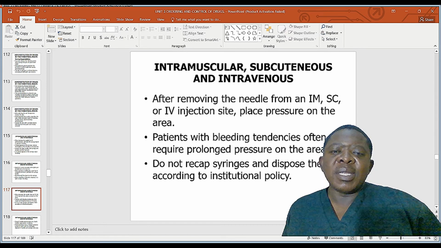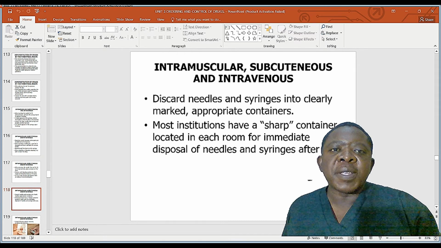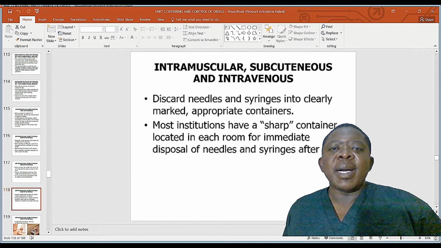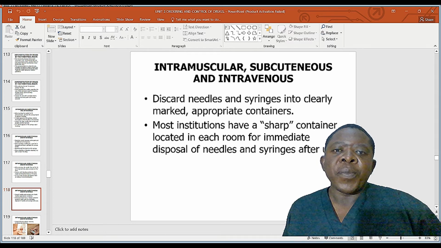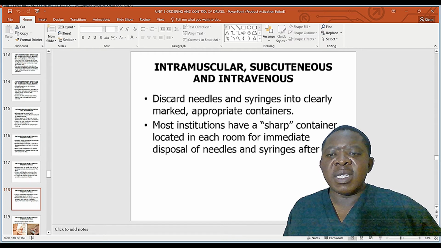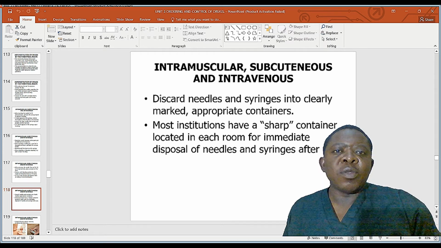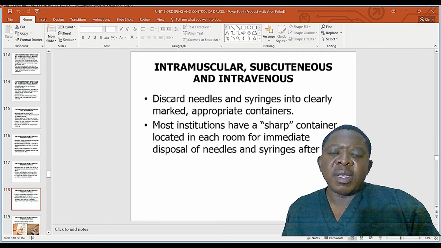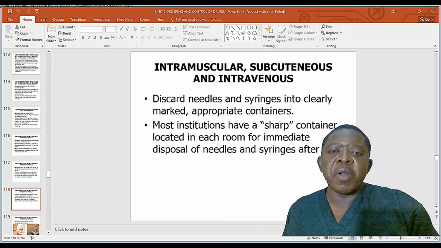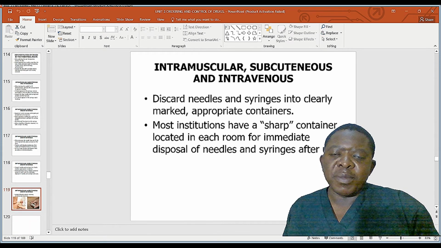Do not recap syringes and dispose of them according to the institutional policy. Okay, you can discard needles and syringes into clearly marked appropriate containers. Most institutions have a sharps container located in each room for immediate disposal of needles and syringes after use. So you have to observe the color codes for disposal of these needles or these biological products that have come in contact with the patient.